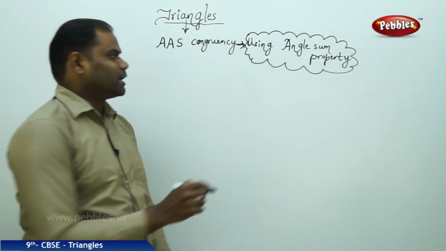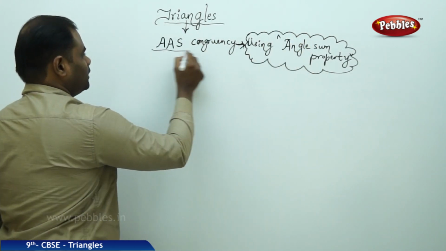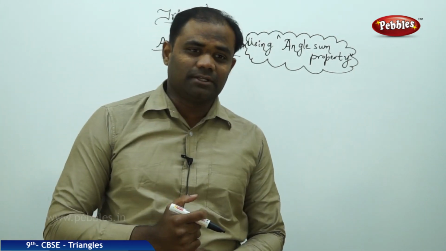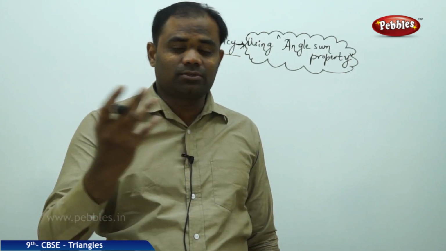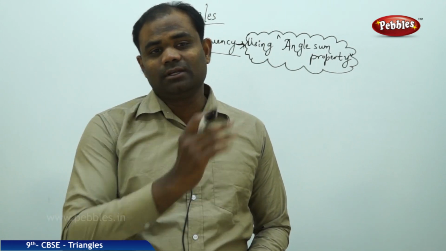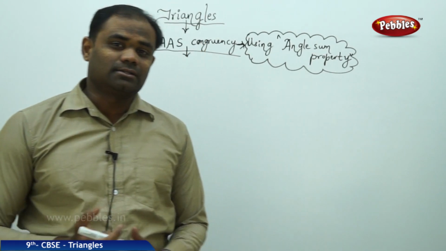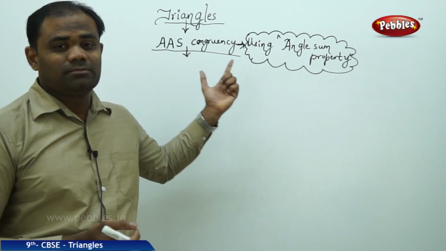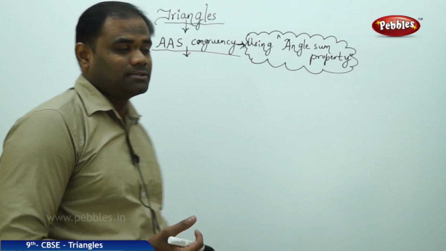Let's see how we can connect the angle sum property with AAS congruency. In the previous session we have seen that when two angles of one triangle are equal to the corresponding two angles of the other triangle and the inclusive sides are equal, then the two triangles are congruent by the ASA axiom. Now let's derive the AAS axiom from the ASA axiom.